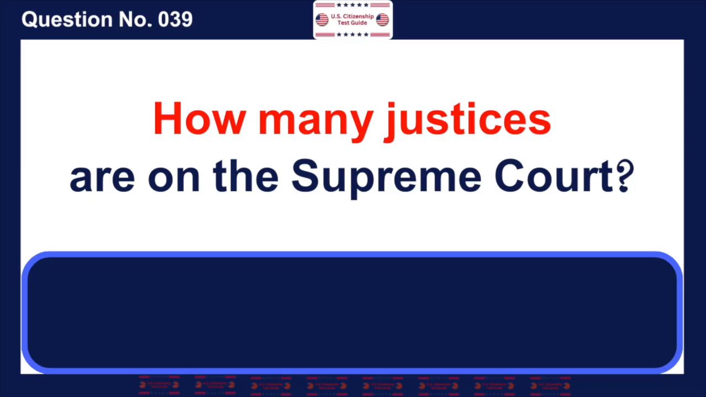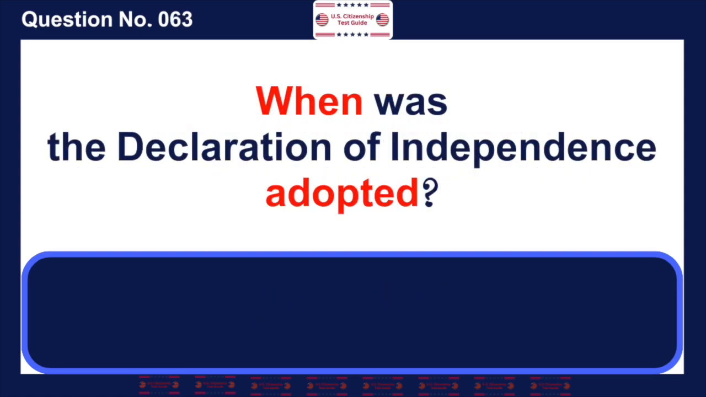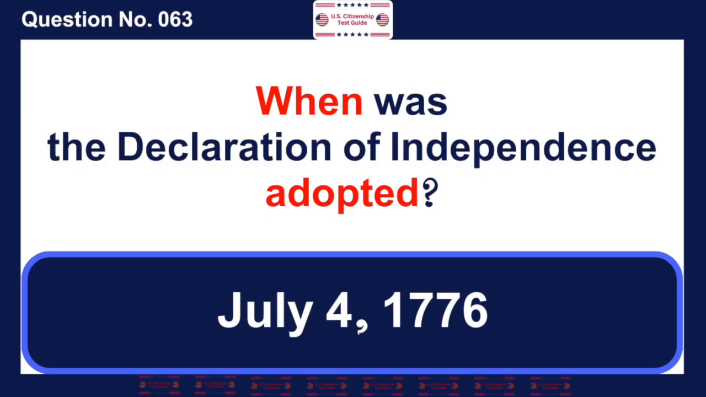How many justices are on the Supreme Court? 9. When was the Declaration of Independence adopted? July 4th, 1776.